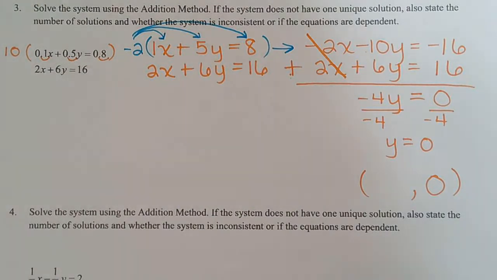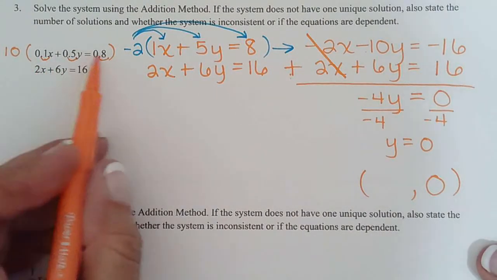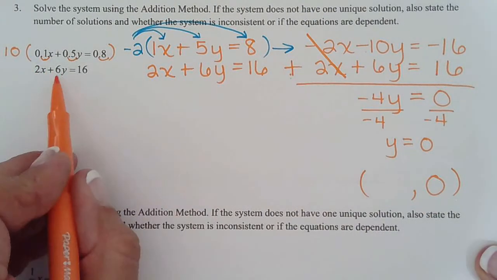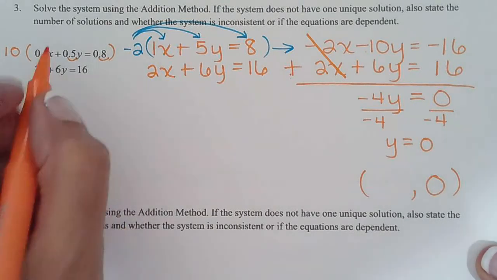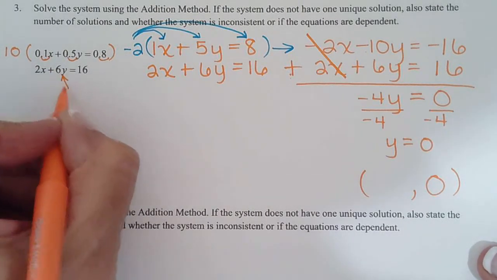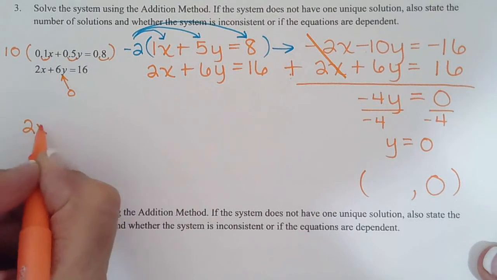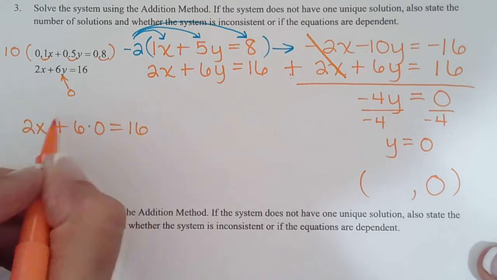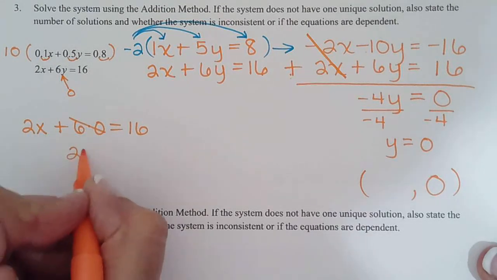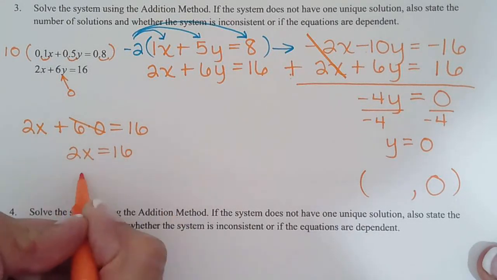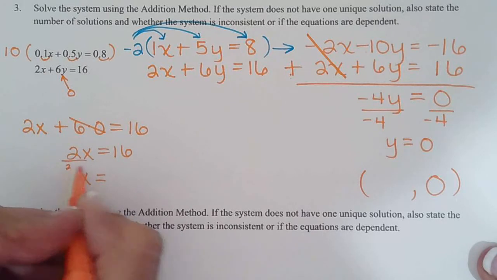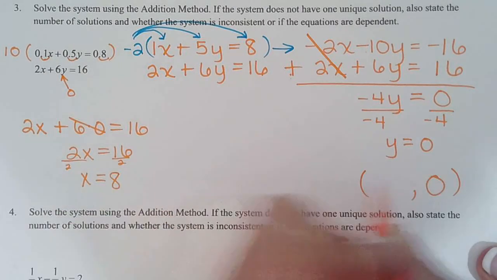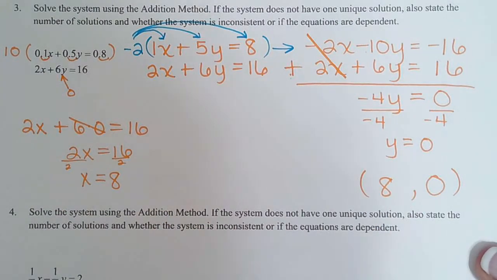So now I can go into either equation. I don't really want to go into a decimal equation, so I think it'd be easier to go here. So y is 0. So 2x plus 6 times 0 equals 16. That's gone. 2x equals 16. x equals 8. So like I said, it is kind of nice to plug it into both.